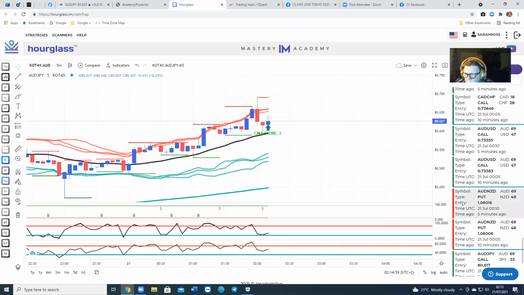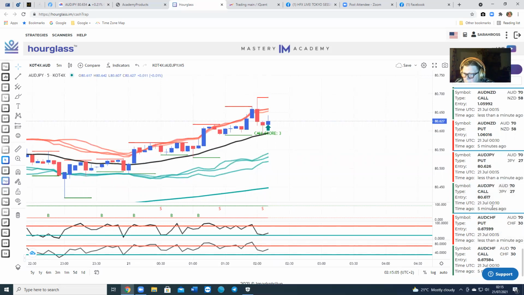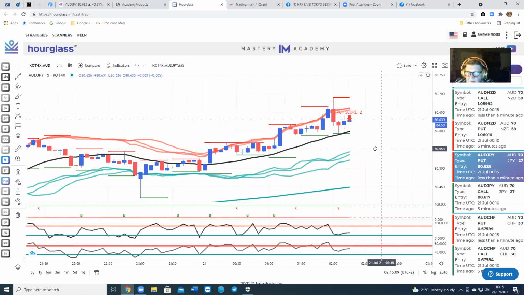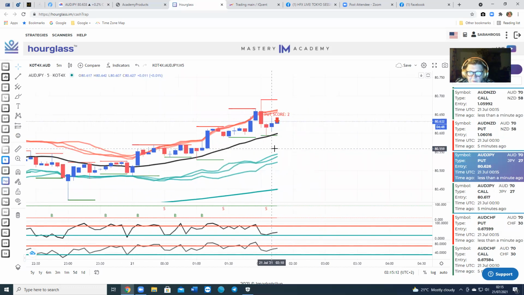See how that's just dropped back down? This is going to change in a minute. Now that's interesting, it's given us a put at 626. So that's fine. We don't want to be taking puts because it's still so strong. Japanese yen has just moved down slightly to 27. So Australian dollars at 70.